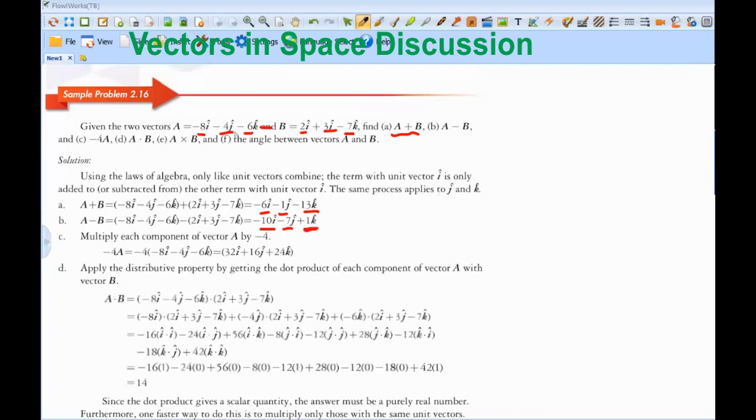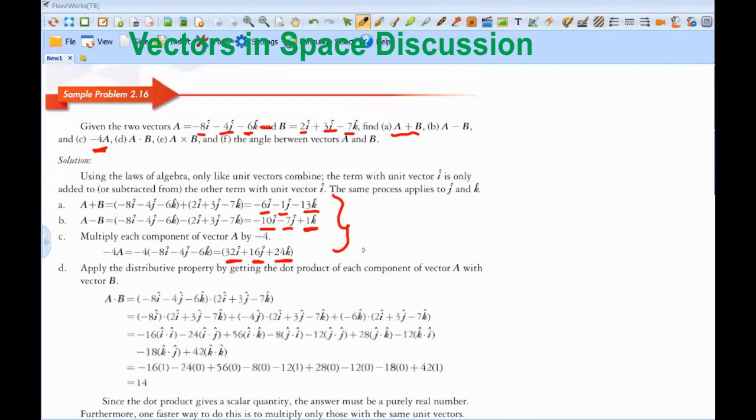Okay. Now, letter C, negative 4A. You will just multiply all the A by negative 4. So negative 4 times negative 8 is 32i. Negative 4 times negative 4j is positive 16j. Negative 4 times negative 6 is positive 24k. So far, this is easy, right?